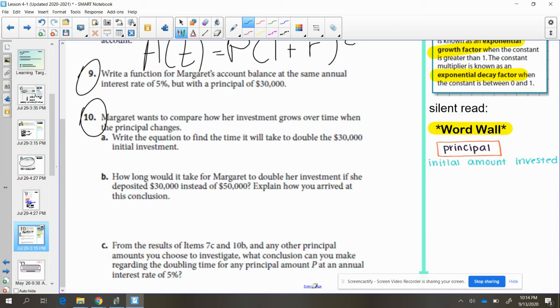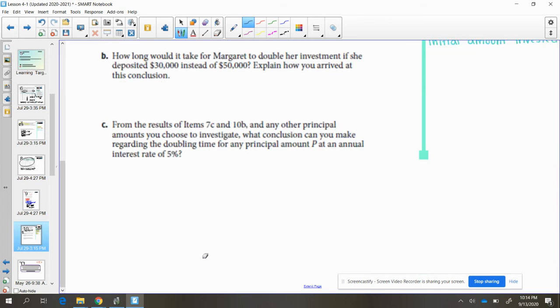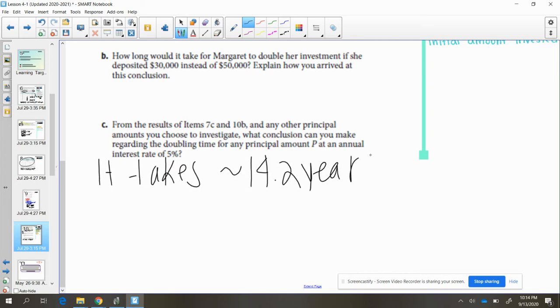Now, something you hopefully acknowledged here is that it would still take approximately 15 years, approximately that 14.2, 15 if you're rounding up years to double, just as it was before. And it's no coincidence that no matter what value we choose as our principal starting amount, it's going to take that 14.2 years.